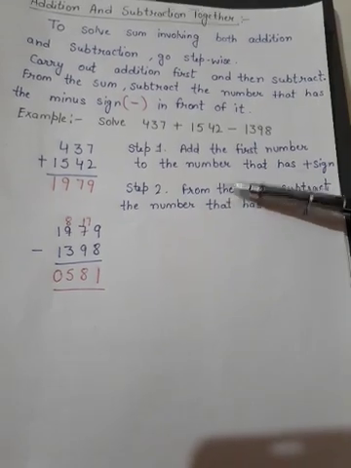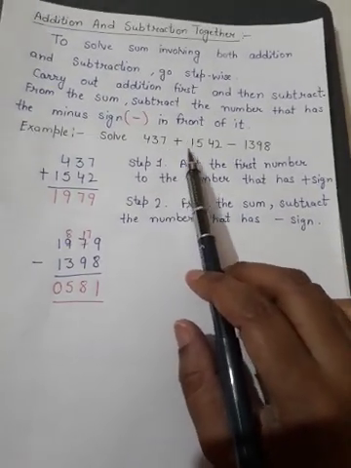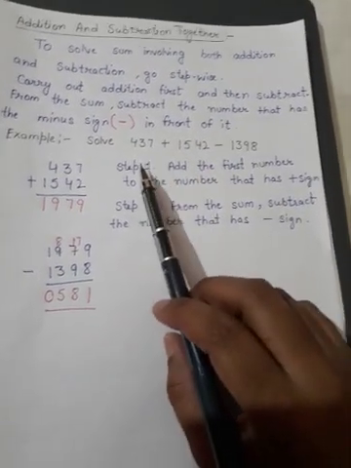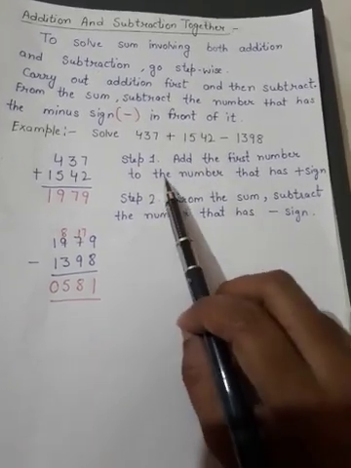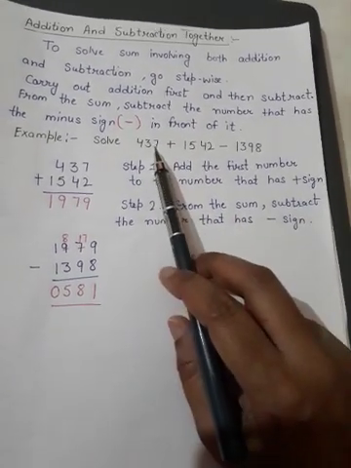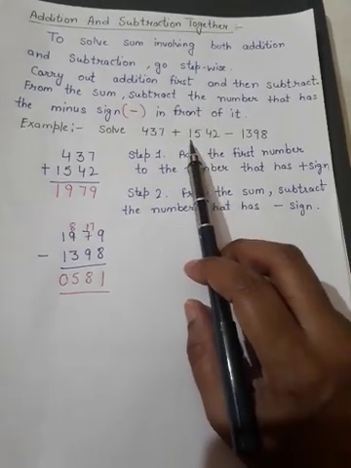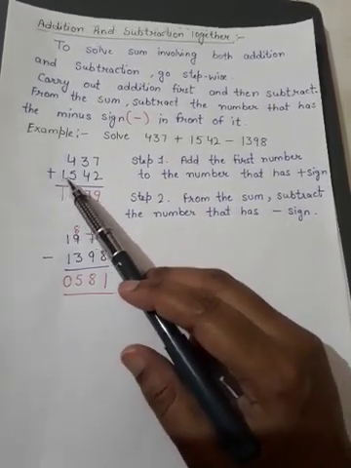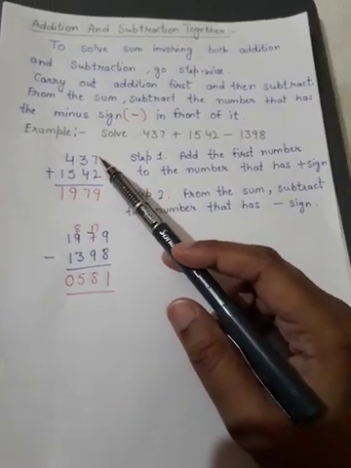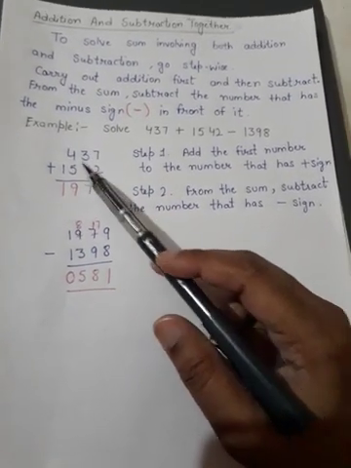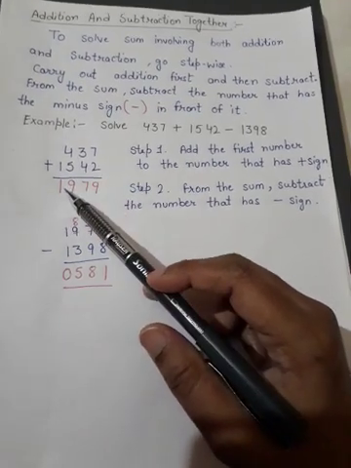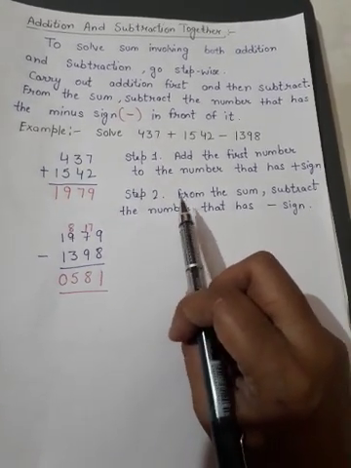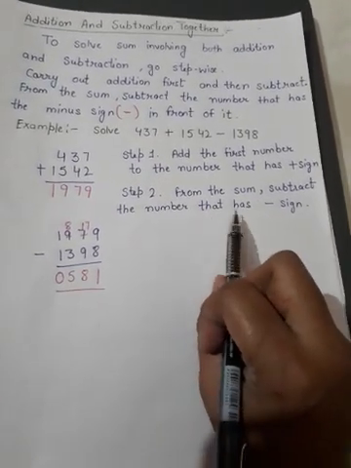Now I am explaining this question for you. This is 437 plus 1542 minus 1398. So firstly, step 1: add the first number to the number that has the plus sign. So this is the number having the plus sign, so add. Now 437 plus 1542. Start addition. 7 plus 2 is 9, 3 plus 4 is 7, 5 plus 4 is 9, and 1 here. So this is the sum, 1979. Now step 2 is, from the sum subtract the number that has the minus sign.